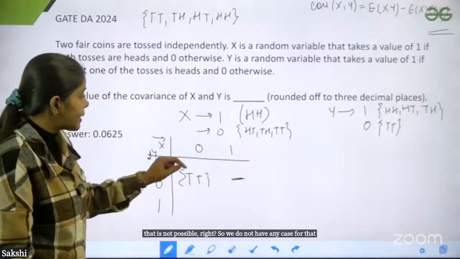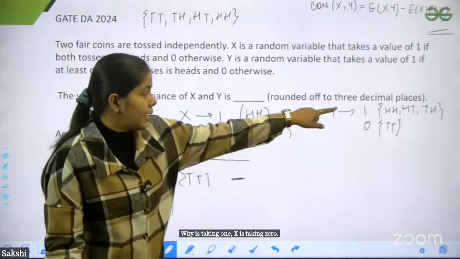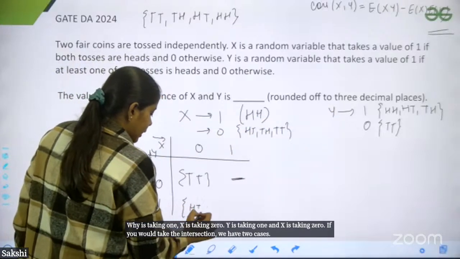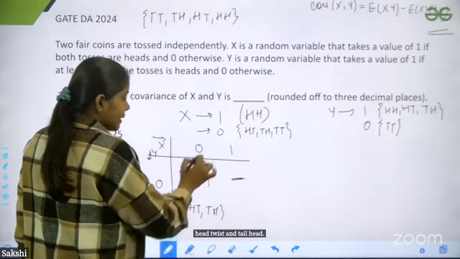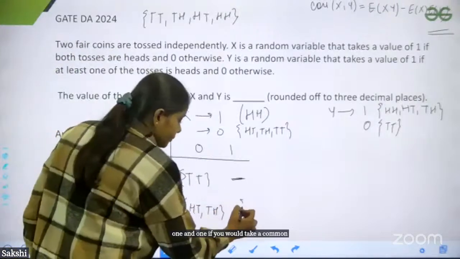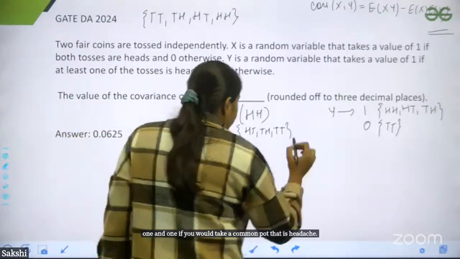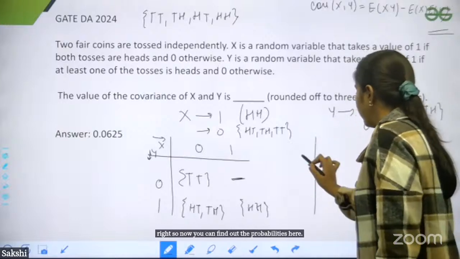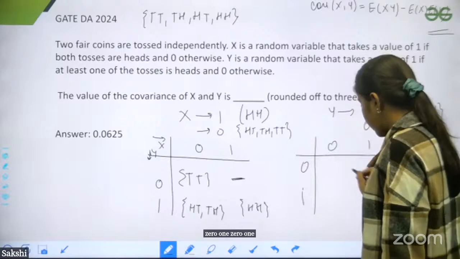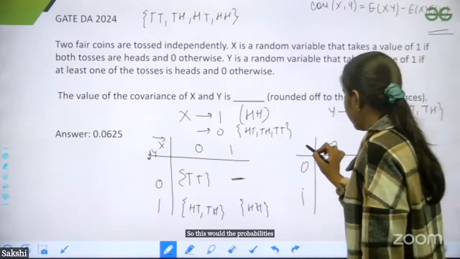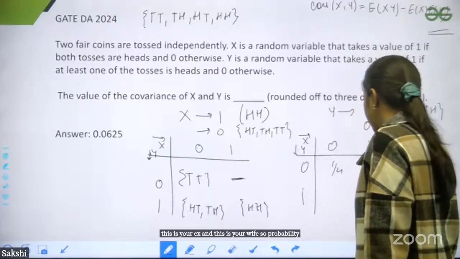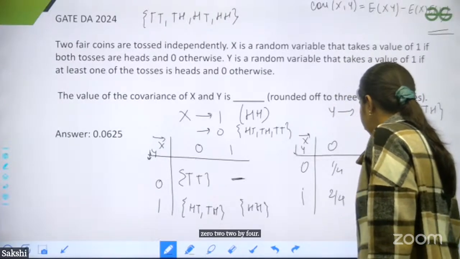Y is taking 1 and x is taking 0: if you take the intersection, we have two cases, head tail and tail head. X is taking 1 and y is taking 1: if you take the common part, that is head head. So now you can find out the probabilities here. This gives you f of x y. So this is your x and this is your y. The probabilities would be 1 by 4, 0, 2 by 4, and then 1 by 4.